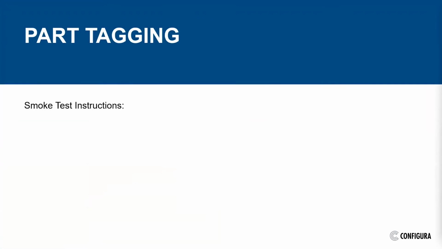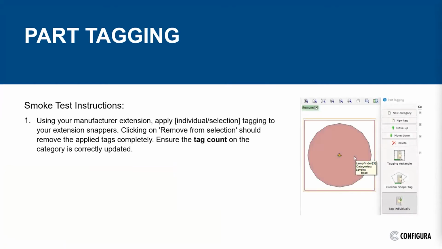All right, so to ensure that your manufacturer extension works well with the updated part tagging dialog, we recommend running the following smoke tests. So by using your manufacturer extensions, apply individual or selection tagging to your extension snappers. So clicking on remove from selection should remove the applied tags completely. So ensure that the tag count on the category is correctly updated.